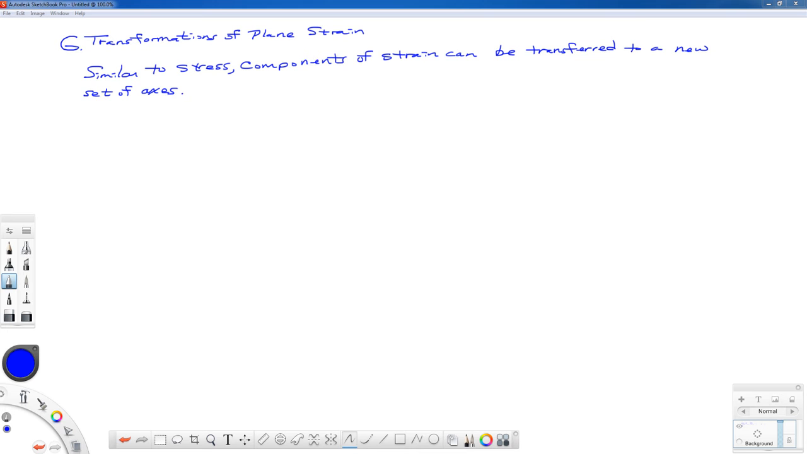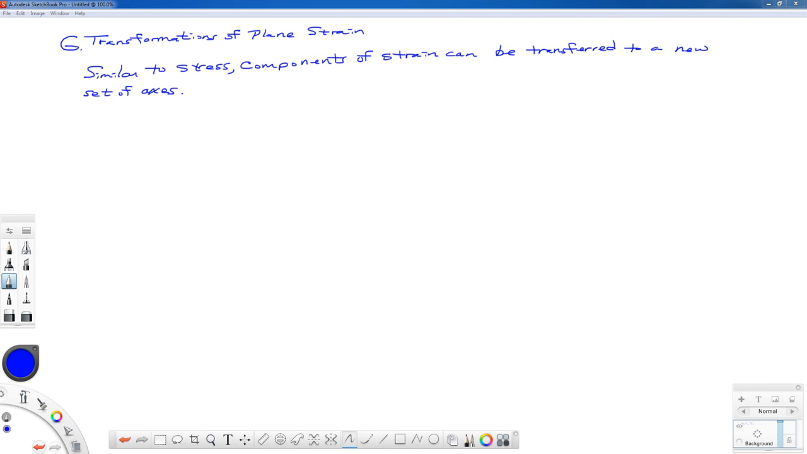If you remember about Hooke's law, strains can be written as a linear combination of stresses. So if stresses can transform, strains ought to transform. But the interesting thing is, even if we have something besides Hooke's law that relates stresses and strains, strains transform by themselves to a new set of axes by a certain set of equations.